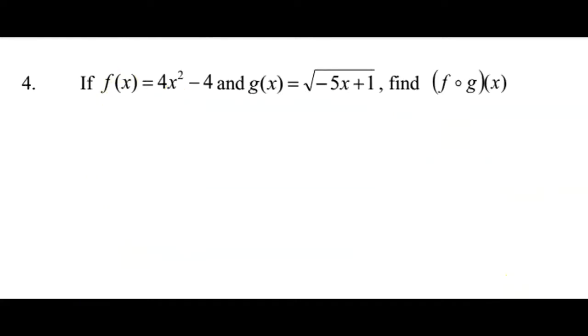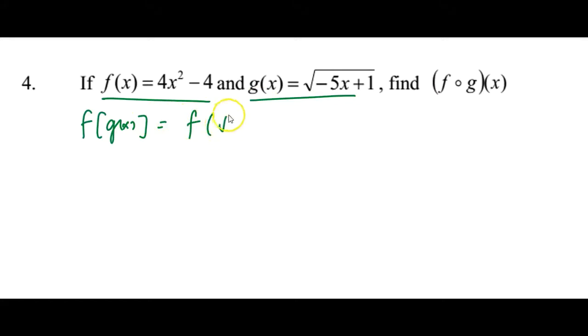Next example, we have a function f(x) and g(x) and you are asked to find f(g(x)). So again, for f(g(x)), I would like to put g(x) into the bracket, and after that, write your g(x) as the square root of negative 5x plus 1. So to get f of the square root of negative 5x plus 1 means that this x will be replaced by the square root of negative 5x plus 1.